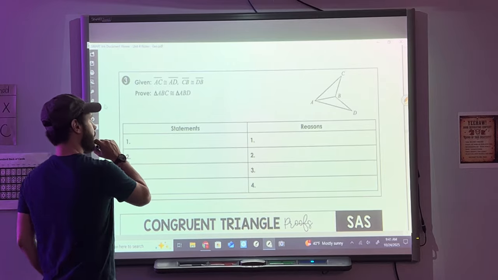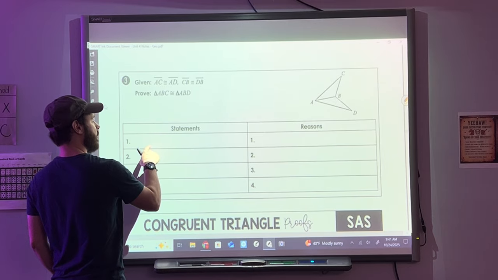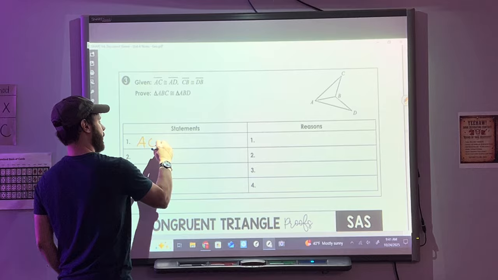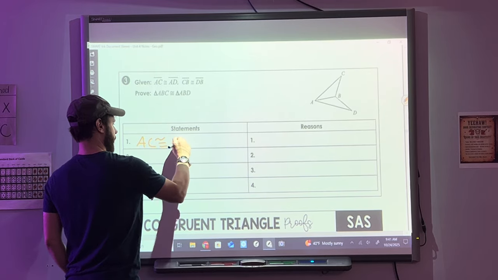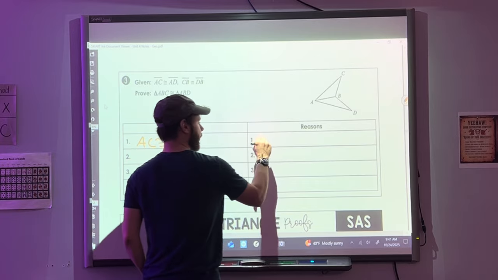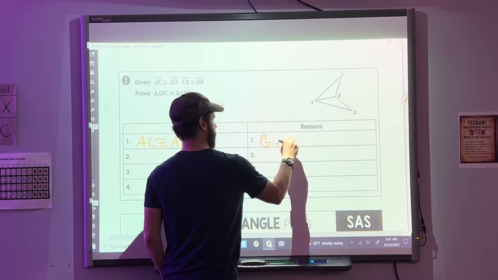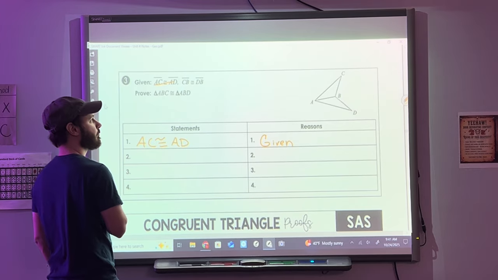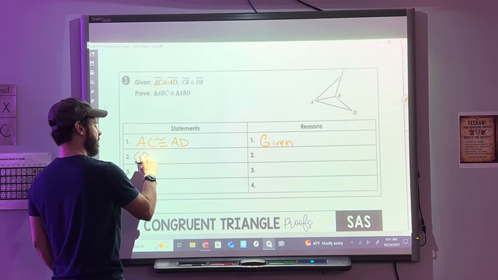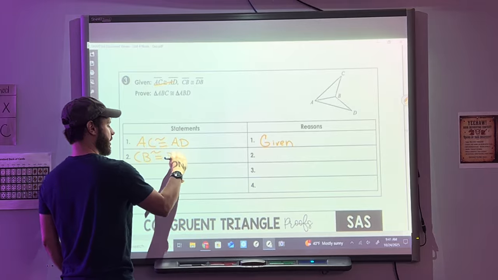Okay, fill in your own. Now, it doesn't tell me here AC is congruent to AD. The reason for that? Given. They gave me that. They gave me another thing. CB is congruent to DB.